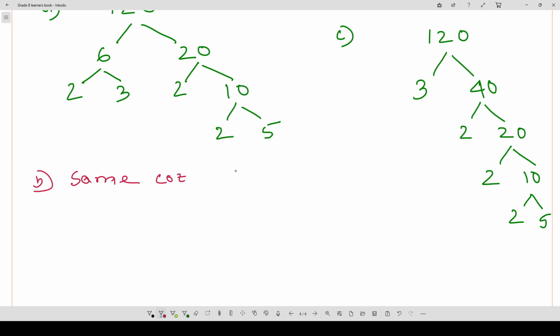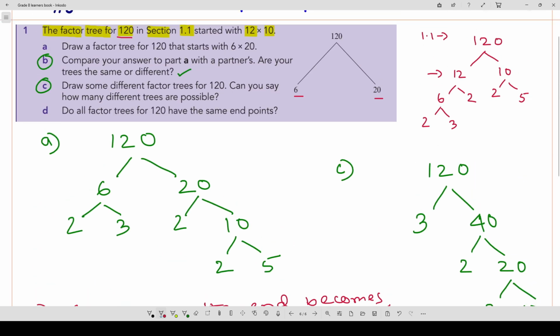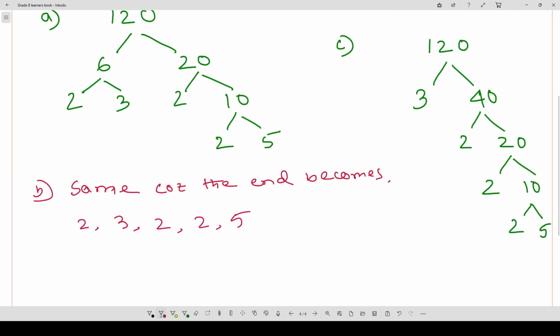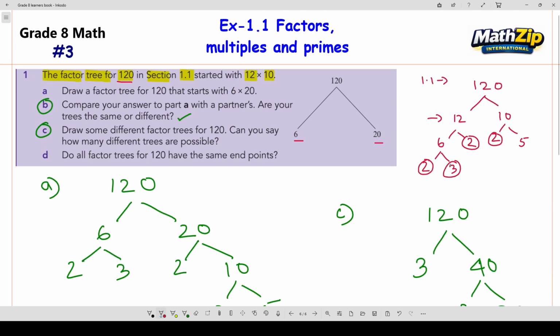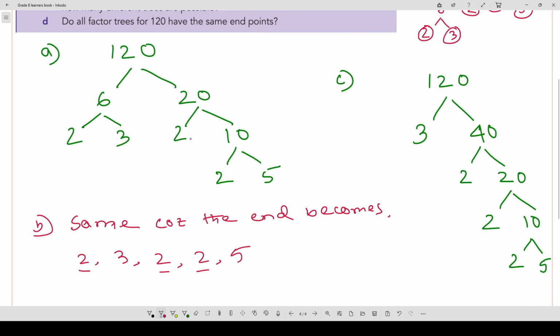because the end becomes 2, 3, 2, 2, 5. Look, here is 2, 2, 2, three twos, 1, 2, 3, right? And next 3 and 5. Here is also 3 and 5.